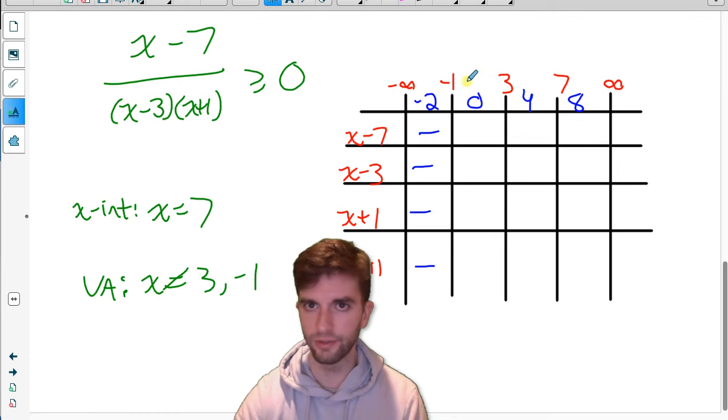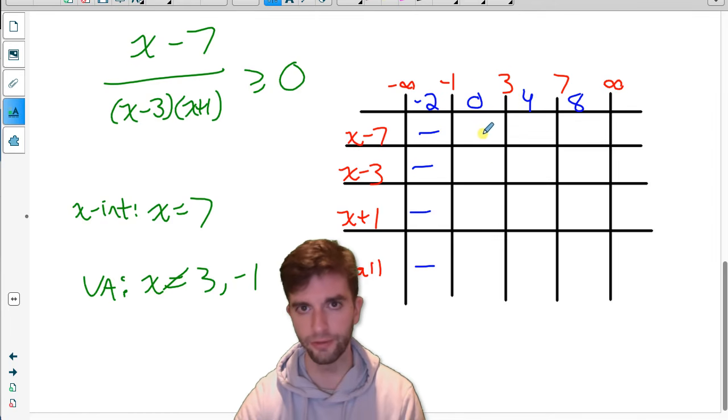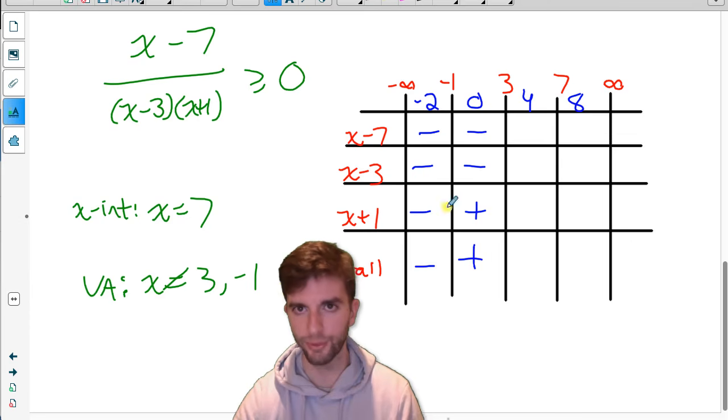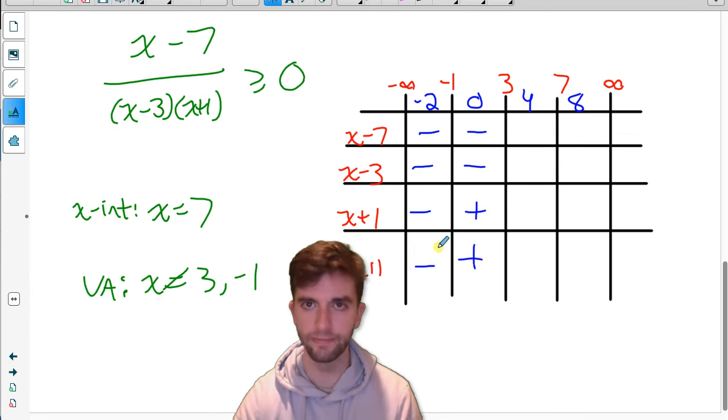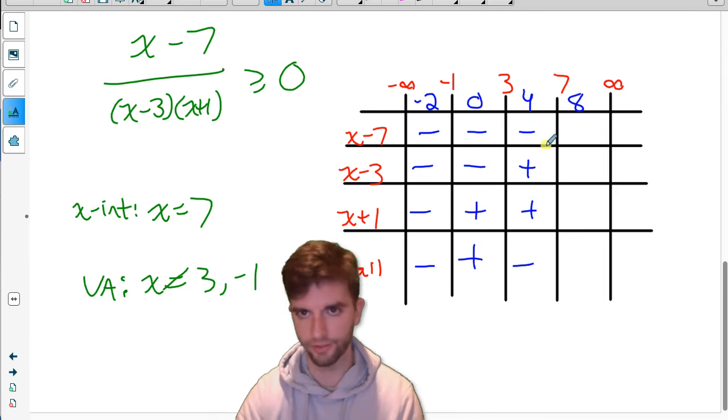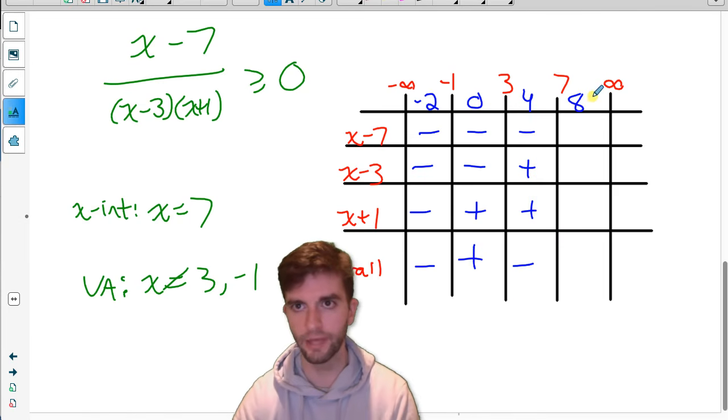How about in this interval, negative 1 to 3? Let's plug 0 in for each of them. And I get a positive result. Good, I found one interval that is a solution to my inequality. I now know it's greater than 0 between negative 1 and 3. How about this interval? So this interval is not a solution, it's negative there. And how about this interval?